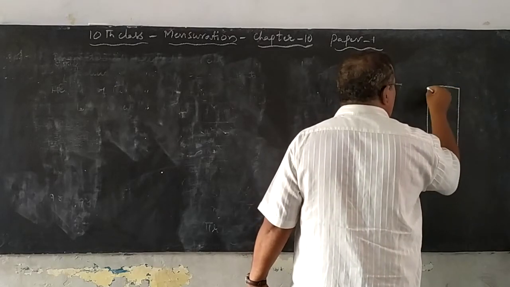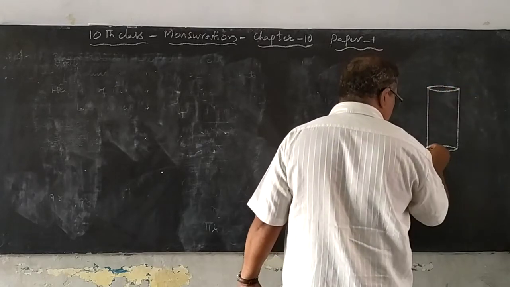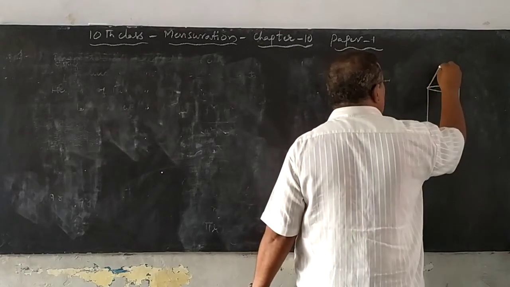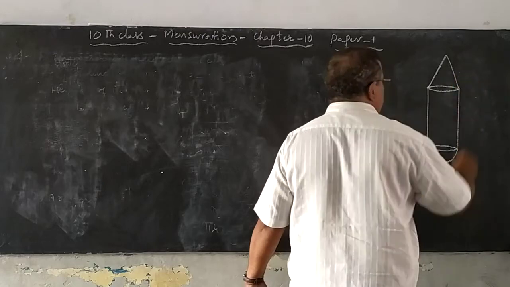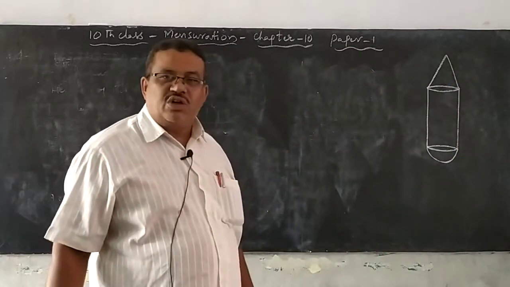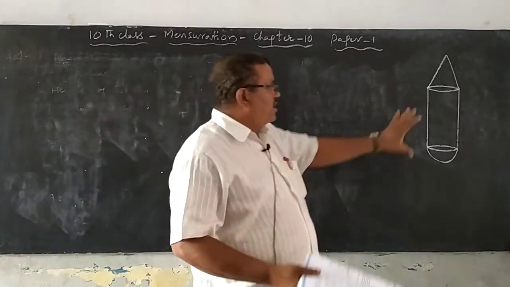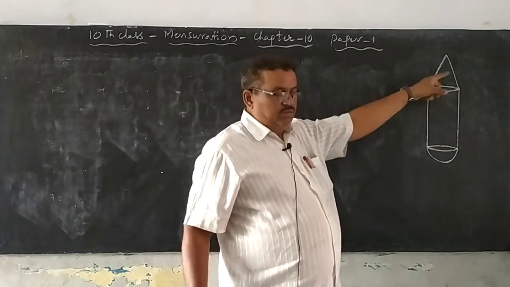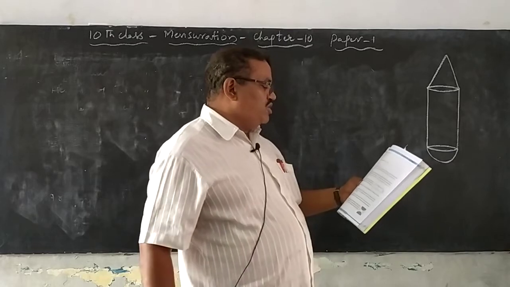For this cylinder, one end is a hemisphere, the other end is a cone. This is the shape of the combination of solids. A cylinder is there, one end is a hemisphere, the other end is a cone.